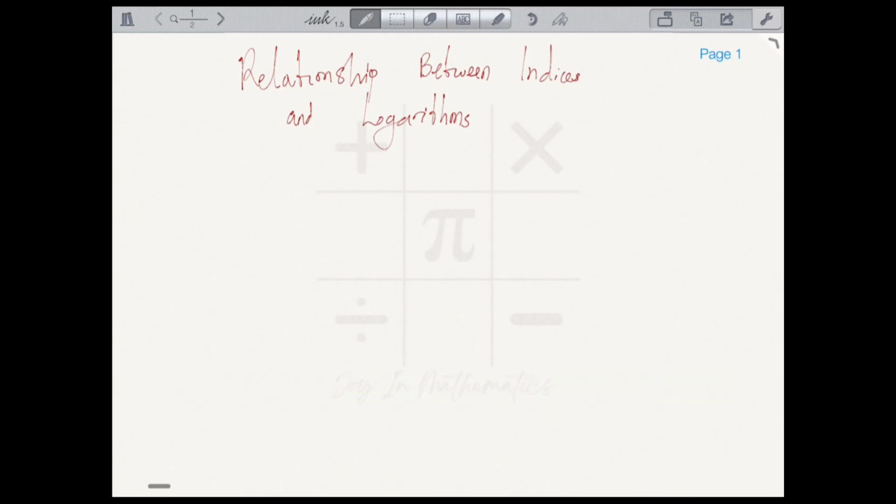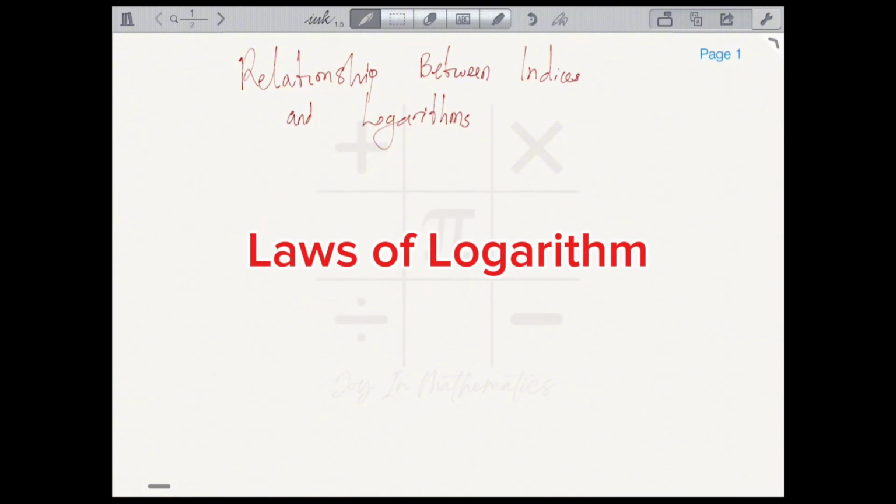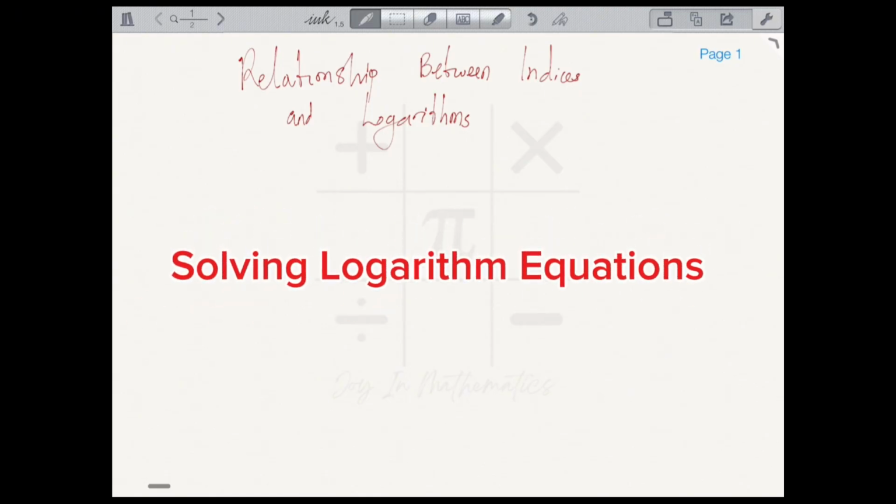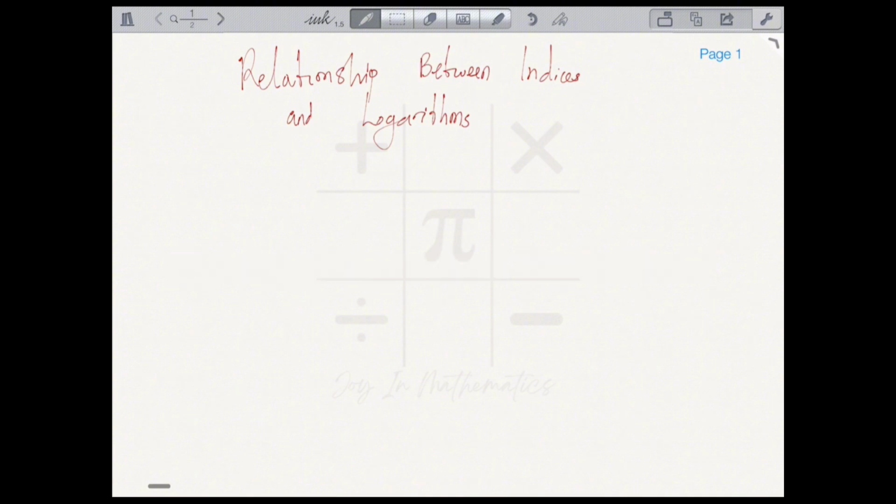Now, in this video, we'll be taking a look at logarithm to consider the laws of logarithm, how to change base, and most importantly, how to solve logarithm equations. To begin with, the question is, how does logarithm relate with indices?